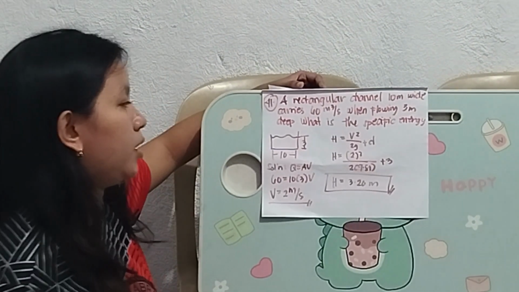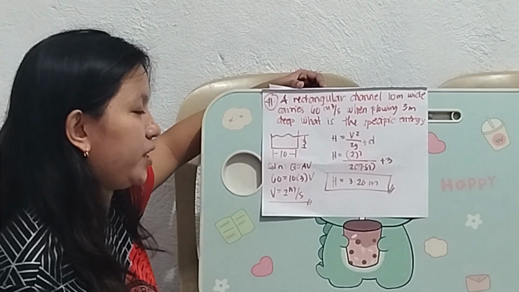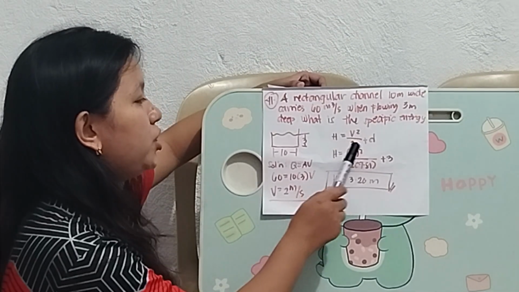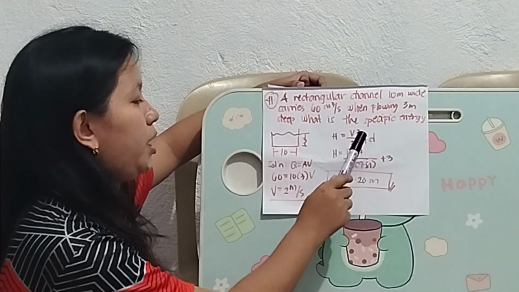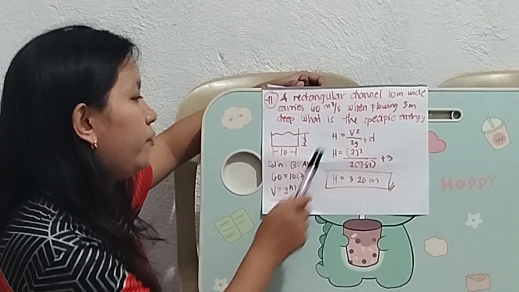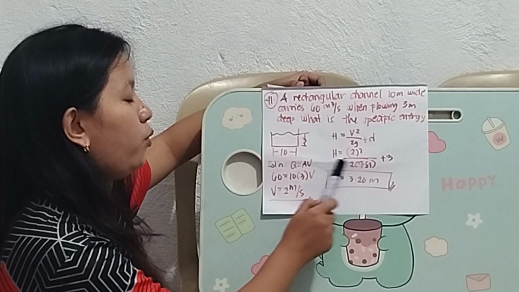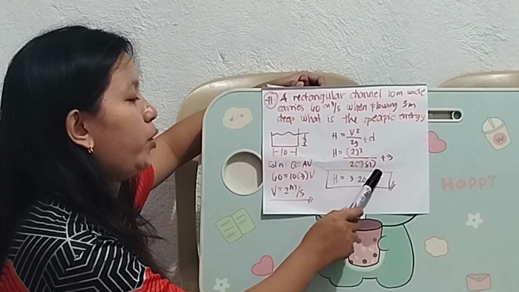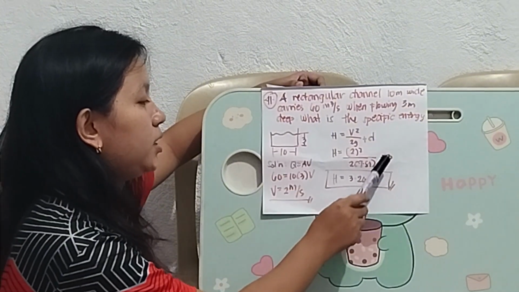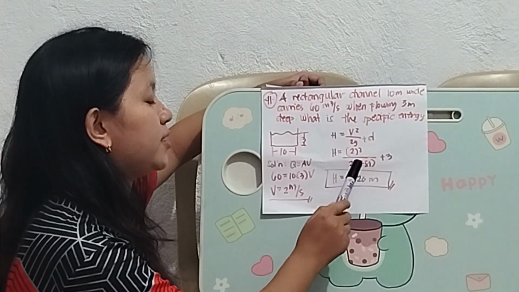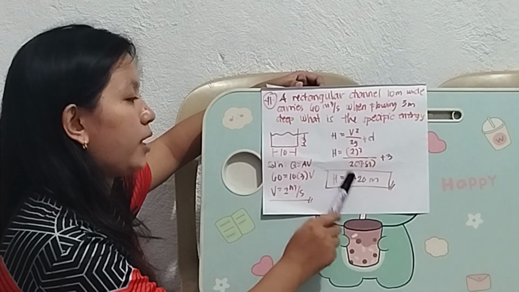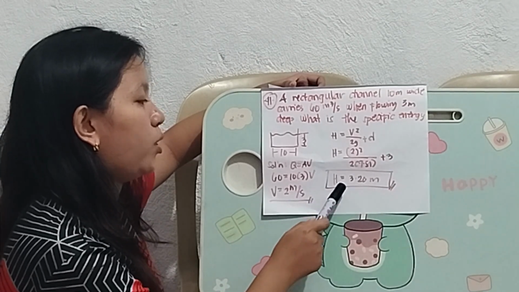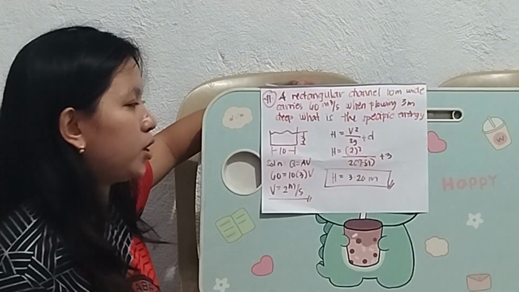But we need to find the specific energy. The formula to find the specific energy is H is equal to V squared over 2G plus D, where our V is equal to 2 squared over 2 times the G, which is the gravity, 2 times 9.81, plus the depth, which is 3. So 2 squared over 2 times 9.81 plus 3. The answer for the specific energy is equal to 3.20 meters.